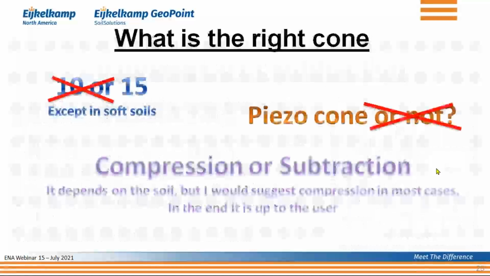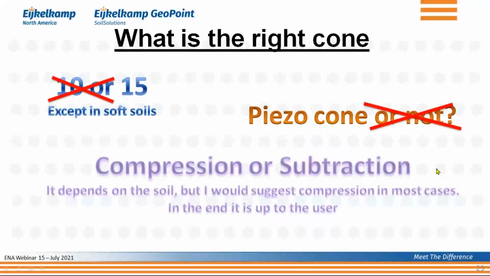Now, what does it mean in reality? Because I've given you now some of the background of the reasons for these things. What would I suggest when you start out with a cone or CPT system, what cone to select? Because that's always the question. You find all these different answers, but what does it mean for me personally? Well, let me give you two options.